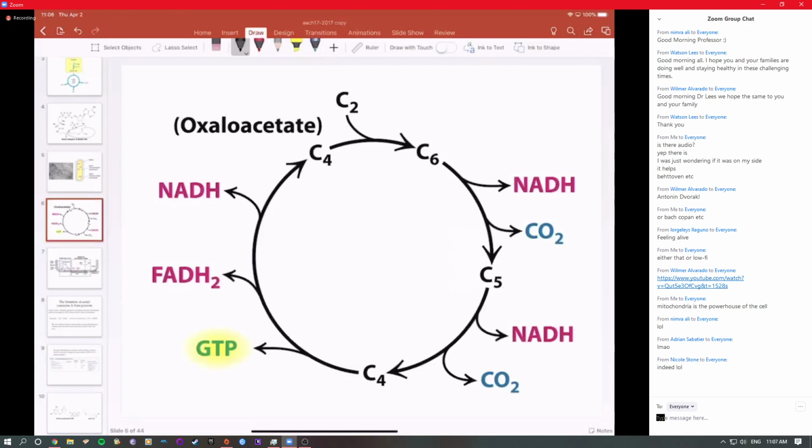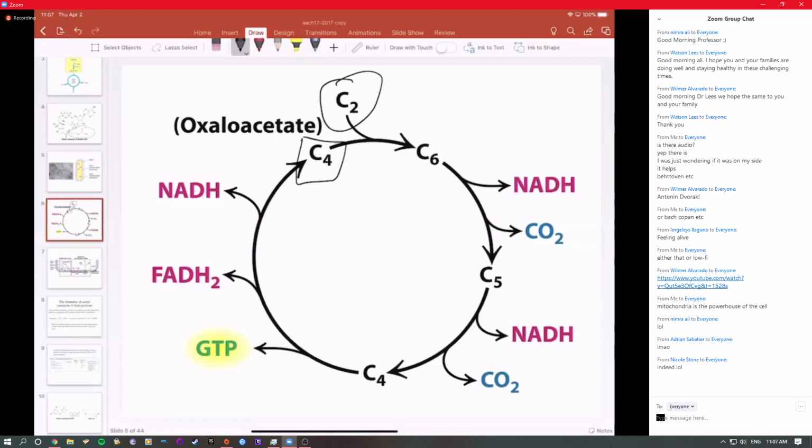Shown here is what happens to the acetyl-CoA. The acetyl-CoA is listed here as C2 because the acetyl group has 2 carbons in it. It then combines with oxaloacetate, which is a C4, to make C6. And as you go around the cycle here, you produce a lot of reducing equivalents and CO2, and you also produce 1 GTP, which can then be used to provide energy elsewhere.